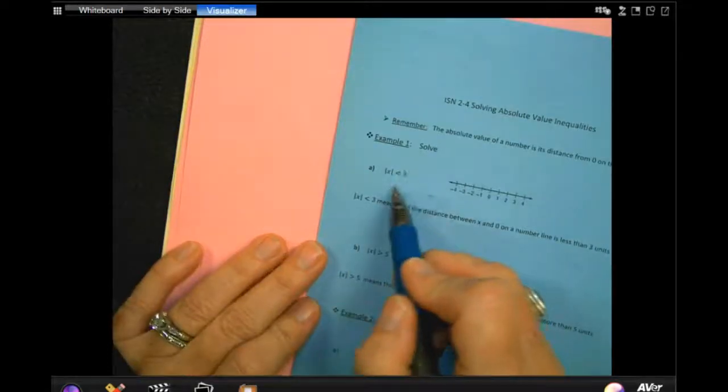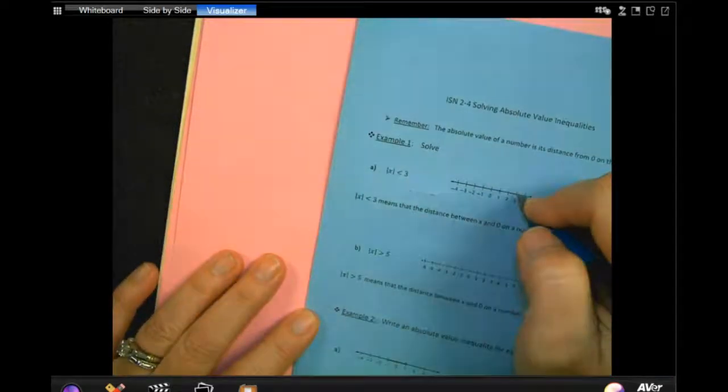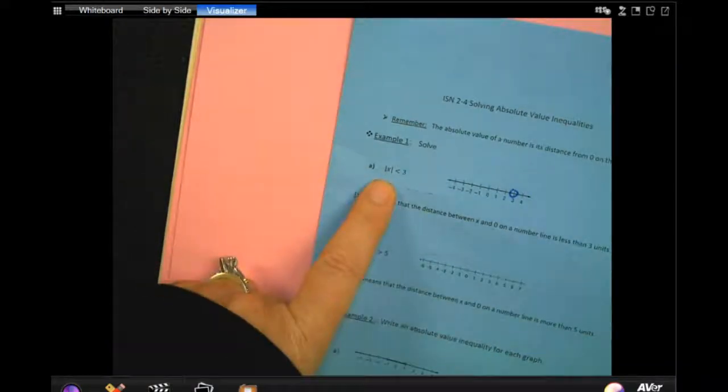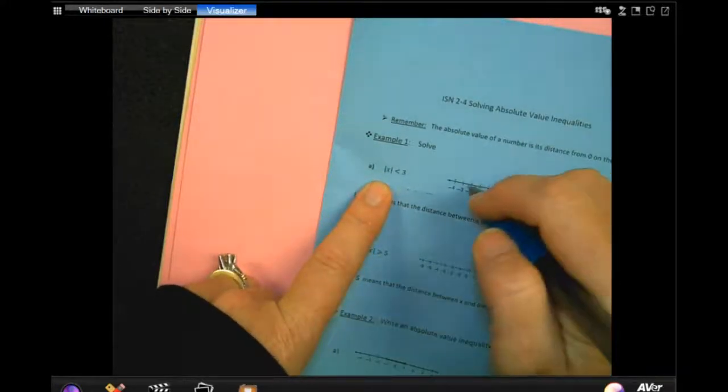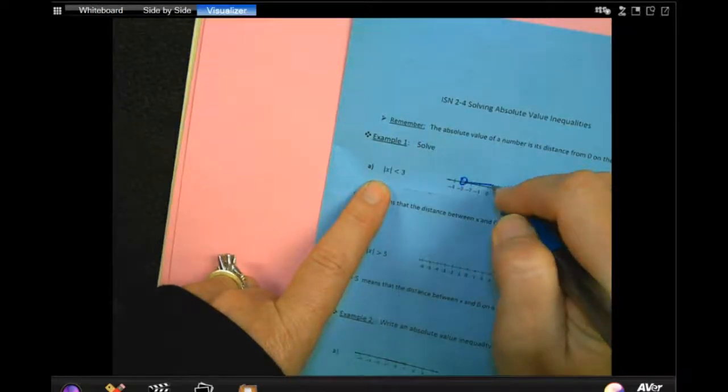So less than, is that going to graph together or apart? Together. So if I put an open circle on 3, where do you think the other circle is going? -3. And why is that true? That is correct. Because what happens if I put a -3 in the absolute value? -3 and +3 give you the same answer, don't they? So I'm going to have -3 and connect.